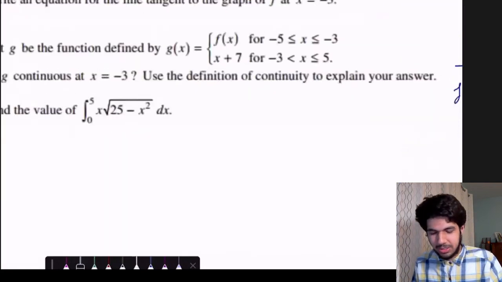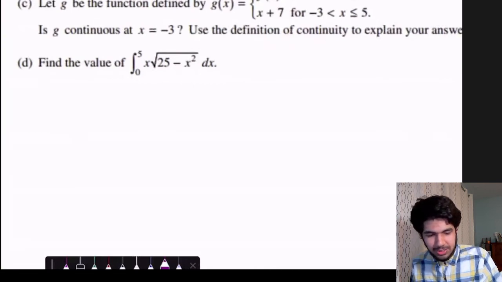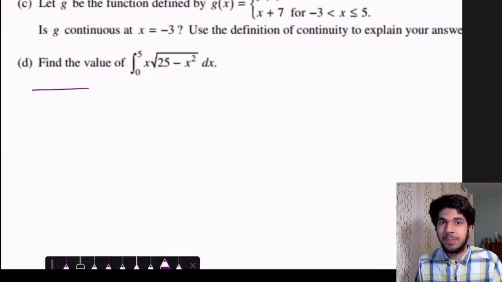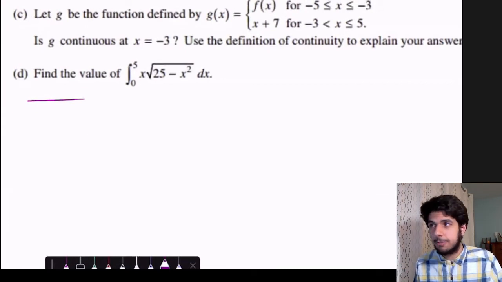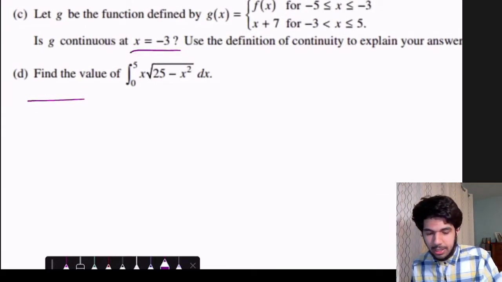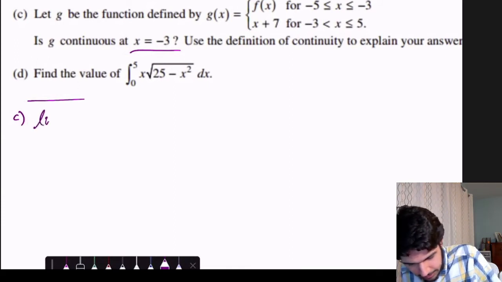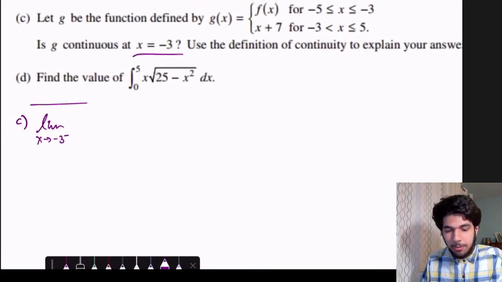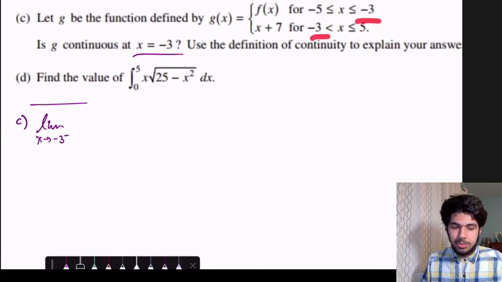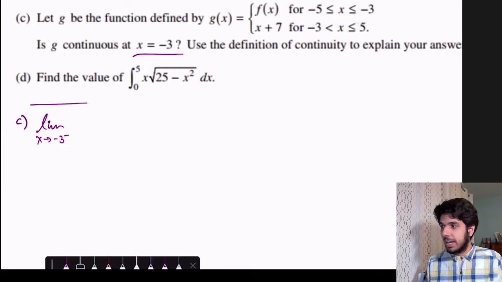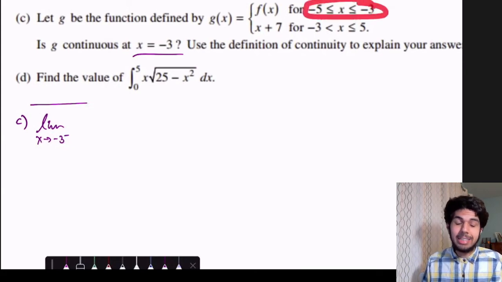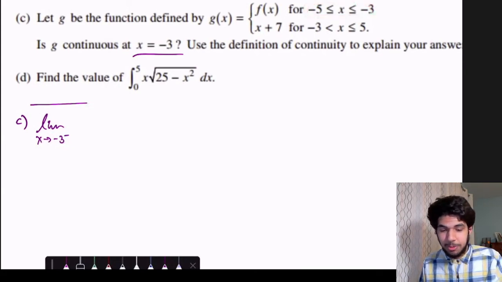So let's do it. Continuity. For this, we have to use the definition of continuity, which means taking the limit from both sides. And we're looking at -3. So part C. We'll start by taking the limit from the left. So the limit, as x approaches -3 from the left, well, see, our function is piecewise at -3. So we have to look at, to the left of it would be when we're less than -3. So that would be f of x.